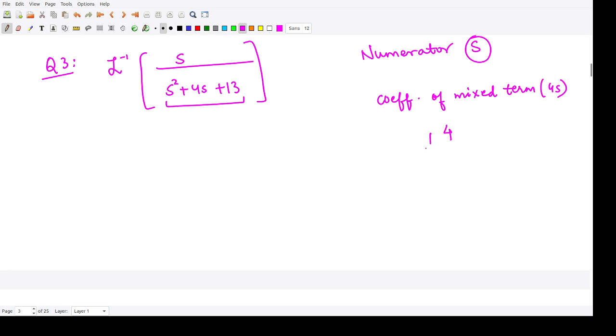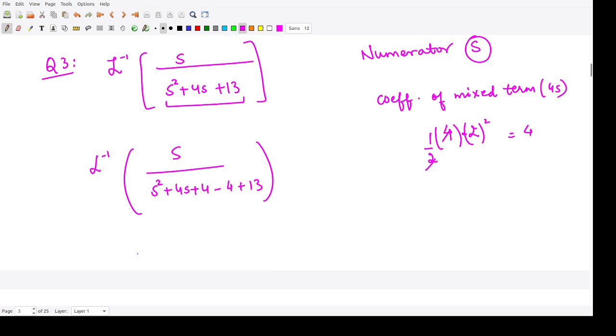Then you divide this coefficient by 2. So it would be 2. Then you square this coefficient, so it would be 4. So what you do here is you add this 4 and you subtract this 4 from here. So what would this become? Laplace inverse of s divided by, according to this term it would be the square of s plus 2 whole square, and then according to this it would be plus 3 square.